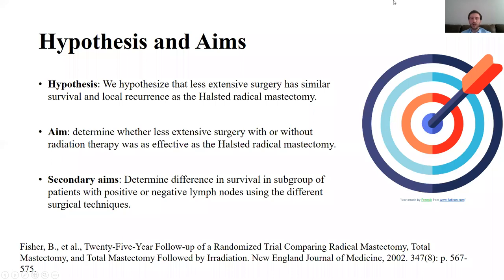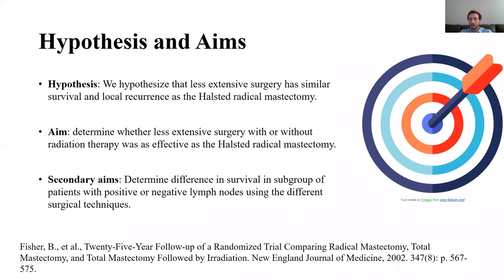Then you start talking about the hypothesis and aims. Hypothesis is what you expect your results to be. It's kind of, you know, predicting the future. For this study, an example could be we hypothesize that the less extensive procedure, which is the lumpectomy, can yield similar outcomes, similar survival, similar local recurrence as the big surgery.